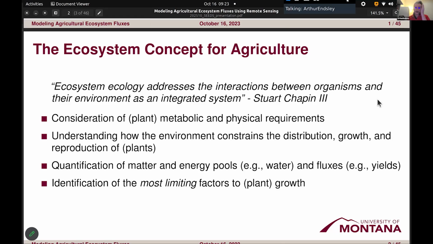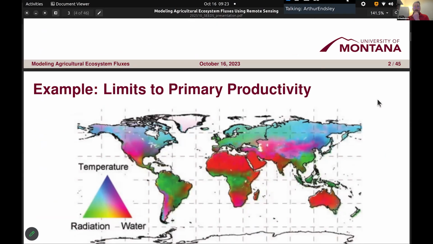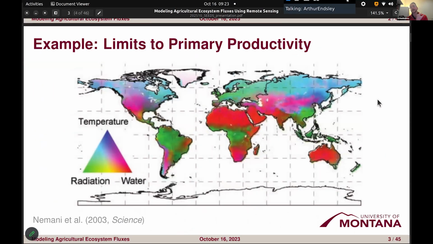factors to plant growth. As an example of this, this is from work that was done in my lab over 20 years ago, but we still use these kinds of modeling frameworks because they're extremely useful. We were able to quantify, using the first global model of gross primary production, which I'll talk about in a moment, the most limiting factor to primary productivity.